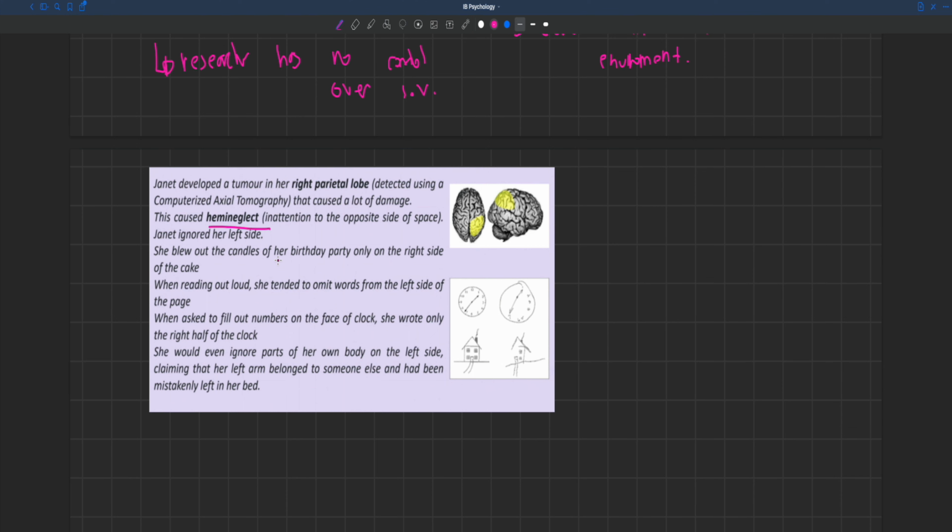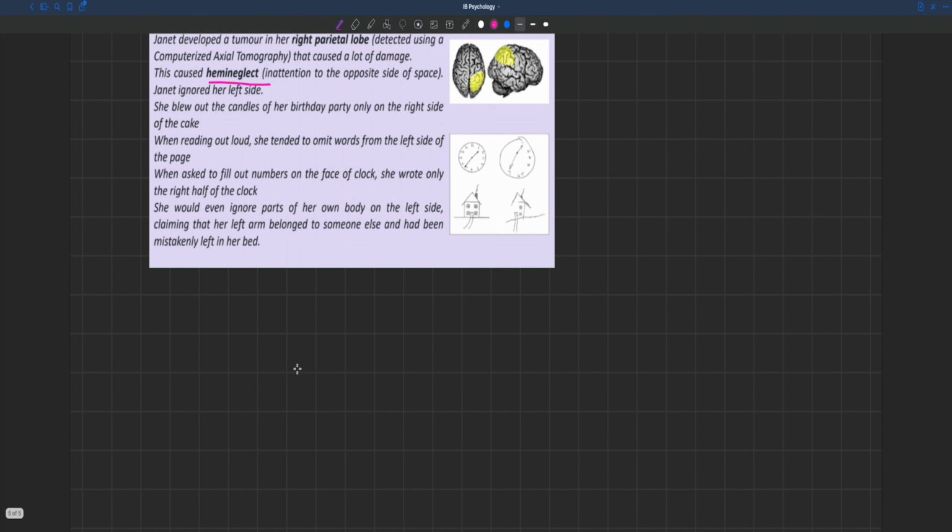She blew out the candles of her birthday party only on the right side of the cake. When reading out loud, she tended to omit words from the left side of the page. When asked to fill out numbers on the face of the clock, she wrote only the right half of the clock, as you can see here. She would even ignore parts of her own body on the left side, claiming that her left arm belonged to someone else and had been mistakenly left in her bed.